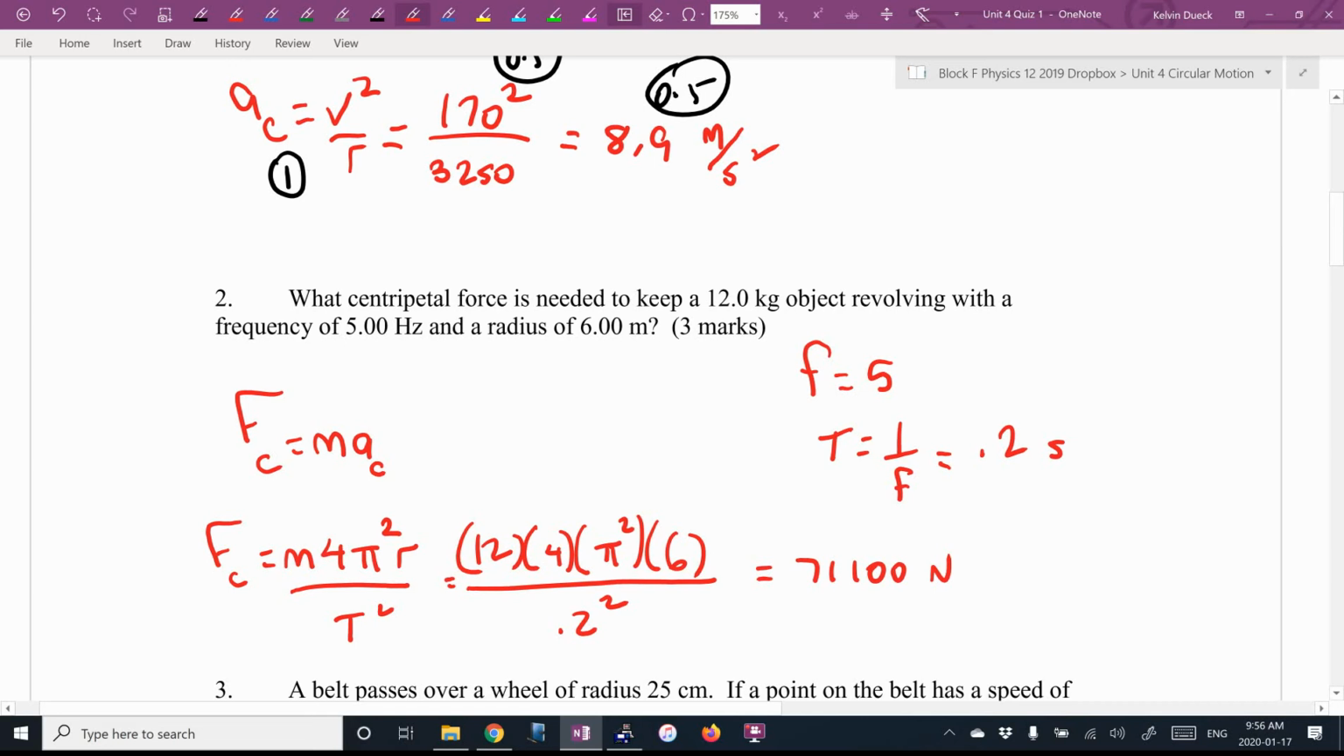What's the mass of this question? 12 kilograms, a little more than 25 pounds. Think really a heavy bowling ball or a medicine ball. What's the radius of this question? 6 meters is about from me to Ryan. How many times a second are we spinning it? 5 times every second. So we're spinning with a radius of 6 meters a bowling ball 5 times a second. Yeah, that's going to take a lot of force.